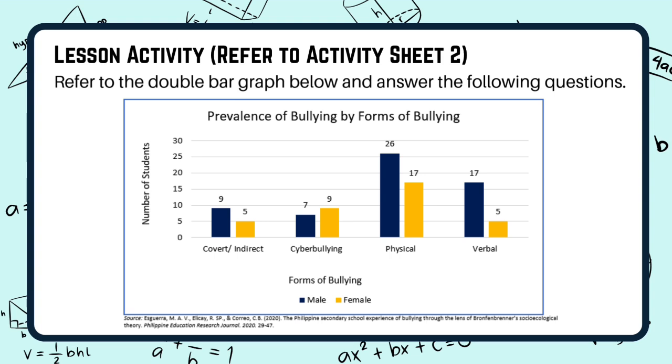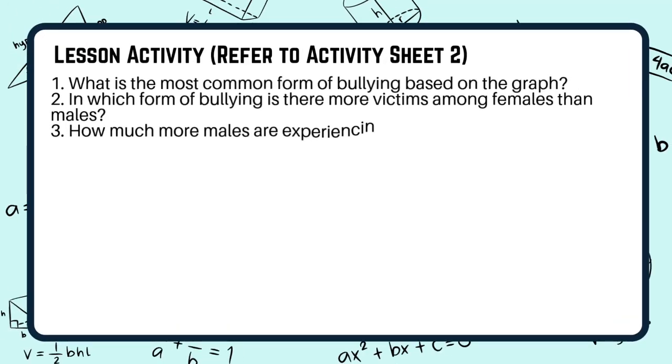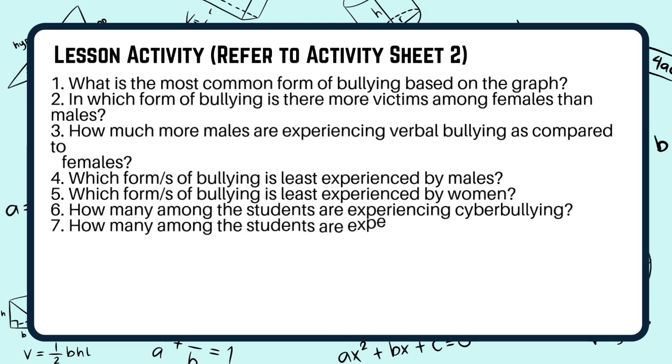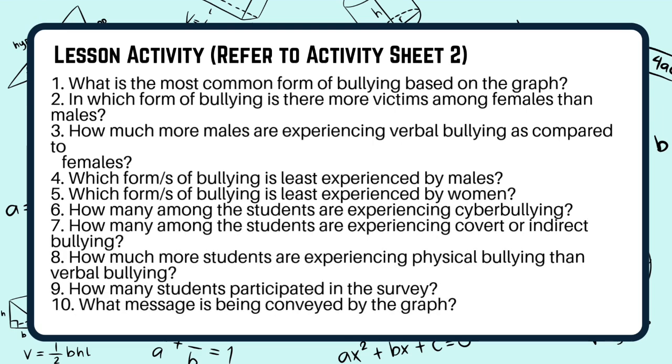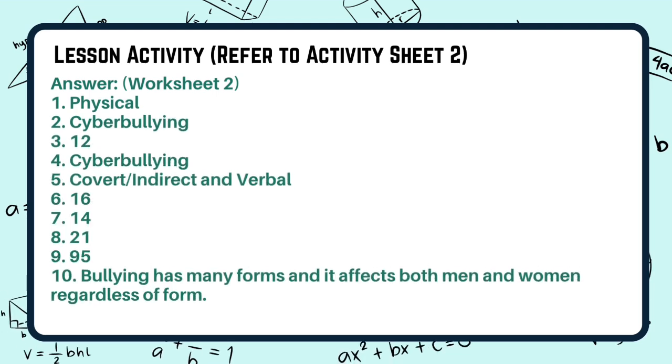Okay, for the vertical axis, we have the number of students, which ranges from 0 to 30 with an interval of 5. For the horizontal axis, we have the forms of bullying. Okay, covert or indirect. We have cyberbullying, we have physical bullying, and verbal bullying. So we have here the things that you need to answer. And of course, we got you also the answers.